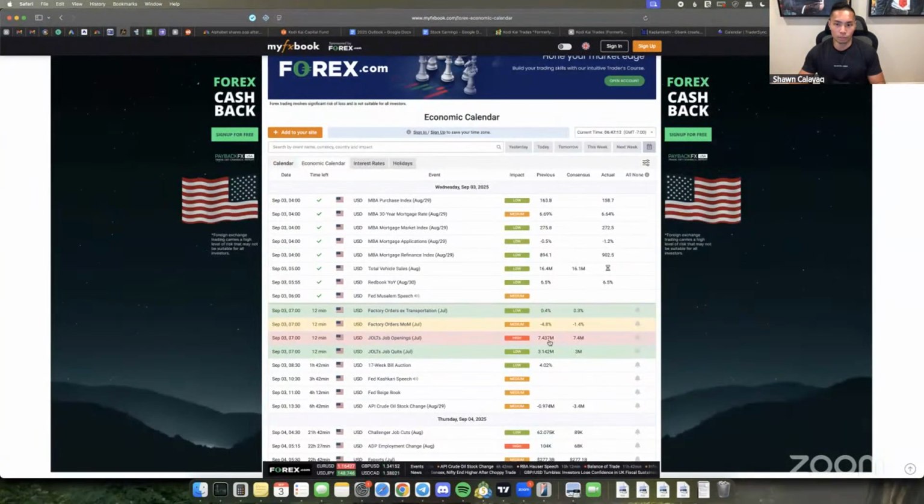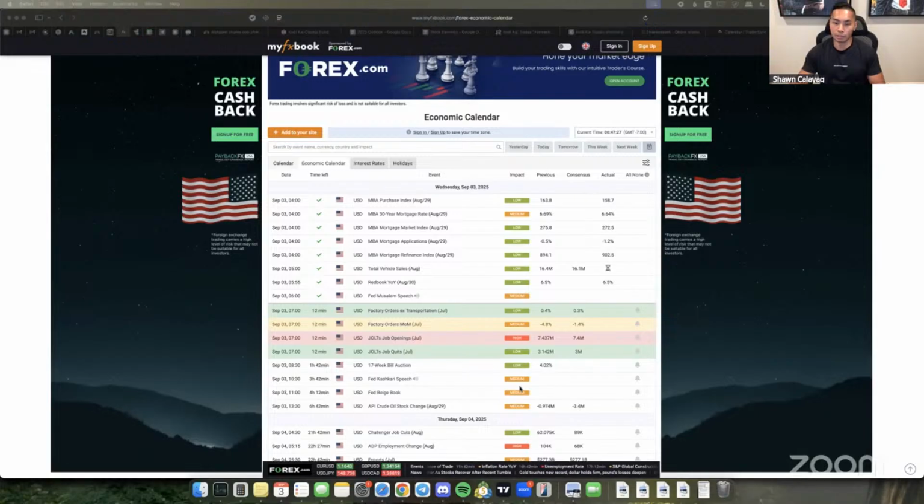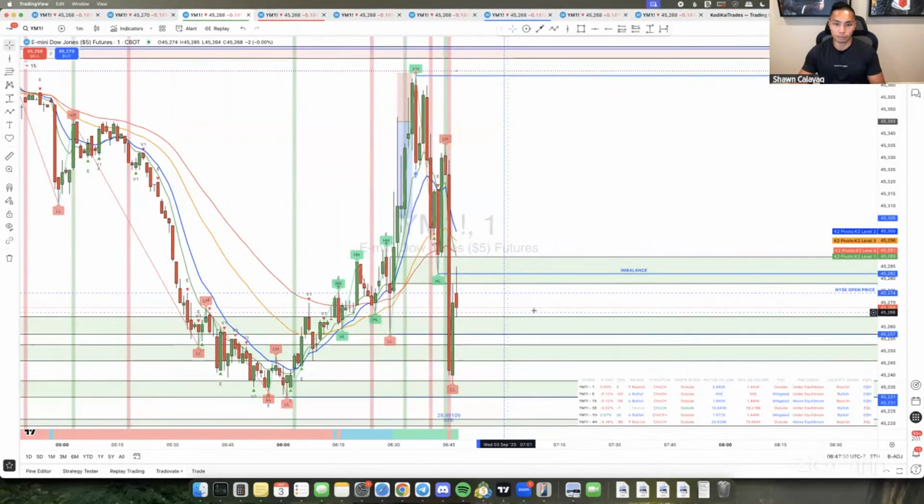Right now, the JOLTS job openings consensus is supposed to be slightly negative. It was 7.437 million last month. It's forecasted to be 7.4 million. If it's anything above that, then we could possibly get a continuation up higher. But if it does go lower, then yeah, it might come down even further.